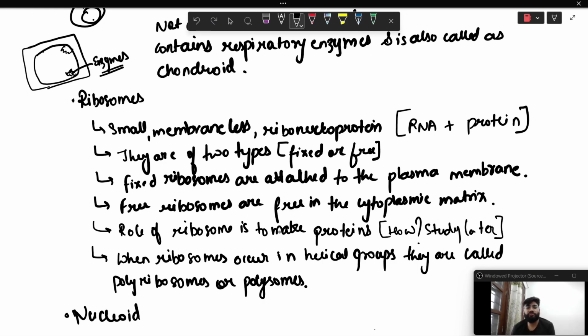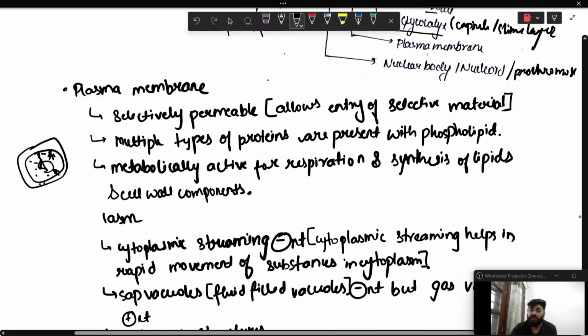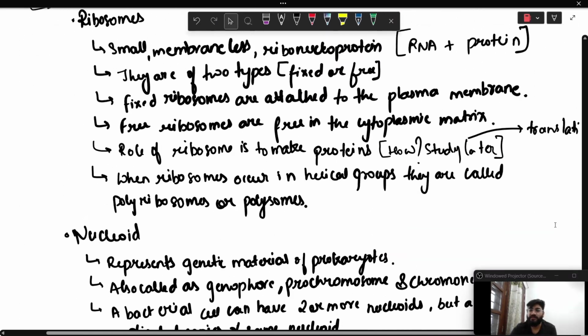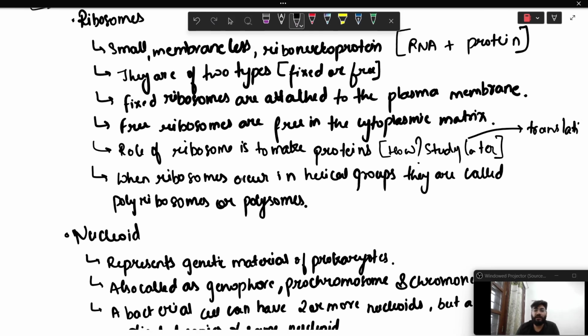The role of ribosomes is to make proteins. How exactly do they make proteins? We'll study later on. You most probably will study this in 12th standard, when we study the molecular basis of inheritance. In the translation topic, you will study how exactly we make proteins from a ribosome. When ribosomes occur in a helical group, they are called polyribosomes or polysomes.